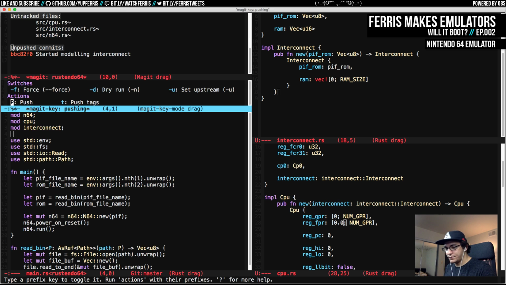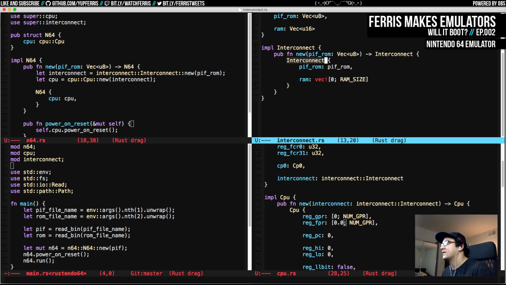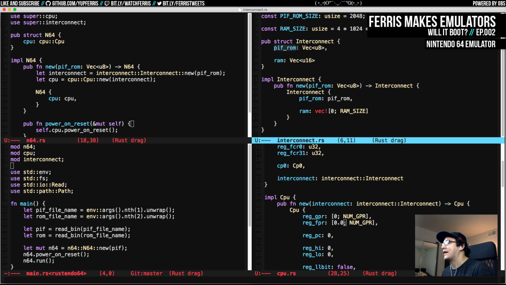Start modeling interconnect. Move away 00. When accepting a vec as a parameter, always take it as a reference to an array of T, unless you really mean to consume the vec. I do mean to consume the vec. But I guess there's no real need in this case to consume that. Actually, I do mean to, because I want to put it on this interconnect object. I want to transfer ownership to that. Otherwise, this PIF ROM field here would have to be a mutable reference, right?